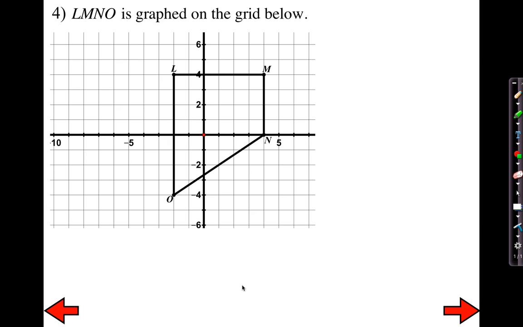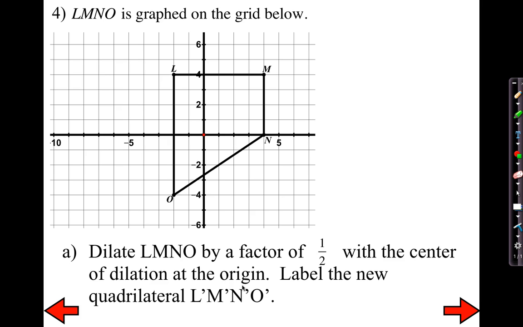Next, number 4, quadrilateral LMNO is graphed on the grid below. Dilate LMNO by a factor of 1/2 with the center of dilation at the origin. Label the new quadrilateral L prime, M prime, N prime, O prime. So first what I'm going to do is put my center of dilation at the origin. And then I'm just going to look at how far I'd have to move to each vertex. So for L, I have to go up 1, 2, 3, 4, and then to the left 1, 2.